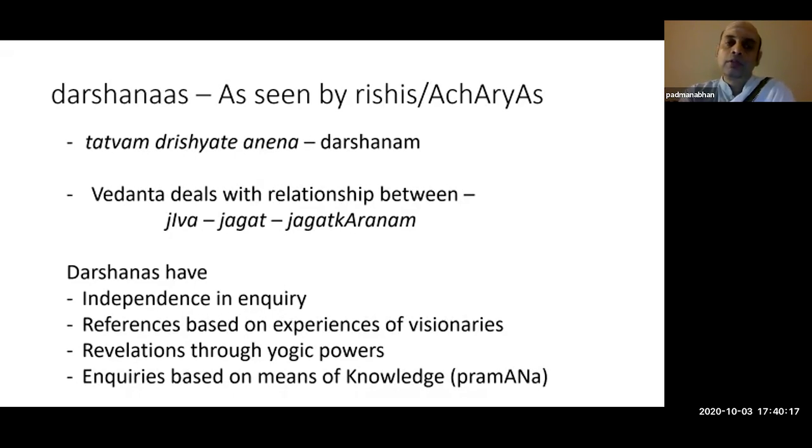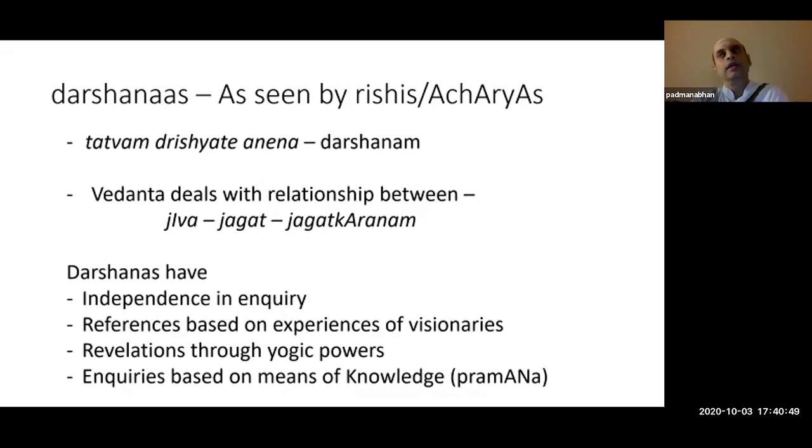So Vedanta is a darshana. In the space of Vedanta, we deal with the relationship between jiva, jagat, and jagat karanam. What is jiva? Jiva is the individual, like us, the people. Jagat is the existence, and jagat karanam is the reason for this existence. How is this created? What is going on in this? And how do we relate and associate with ourselves? These three parts are discussed in detail in the Vedanta.